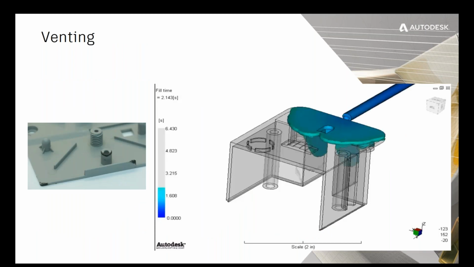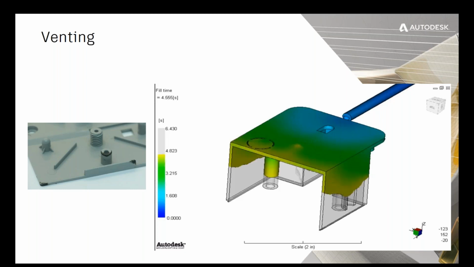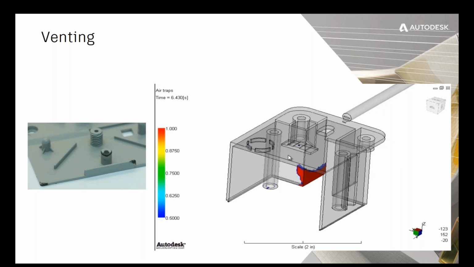Of course, we know a part needs to be vented, and without vents in Moldflow, we assume perfect venting. Running a simulation without the venting to determine where air traps are, and then adding a vent to verify those air traps are removed, as well as weld lines.